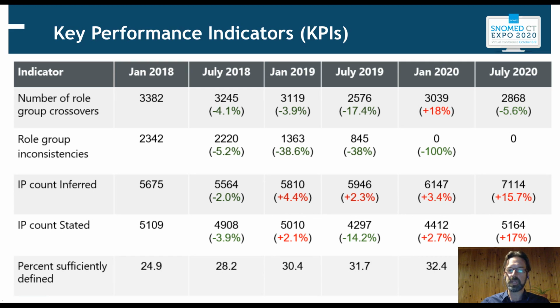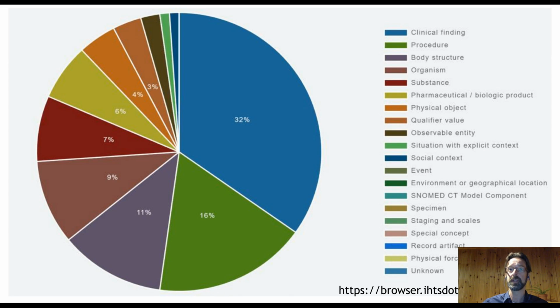And what we see is a massive drop in stated intermediate primitives in July 2019, down 14%. Remember, that's a percentage over the whole of SNOMED CT. And given that the QI project has restricted itself to clinical findings, that gives you a sense of how big clinical findings actually is. It's 32% of SNOMED CT.